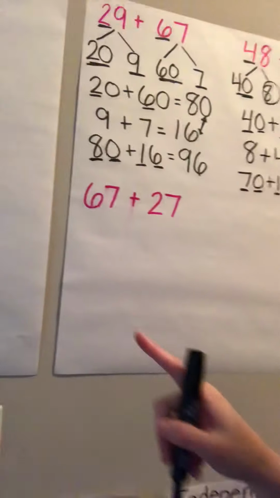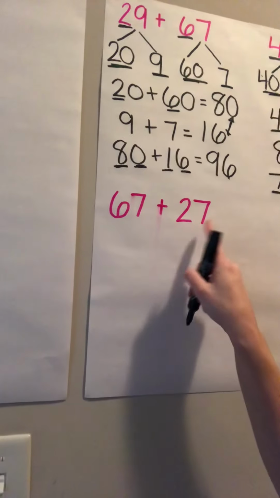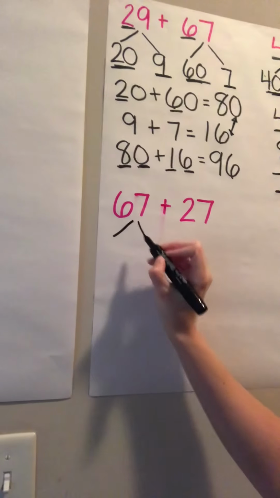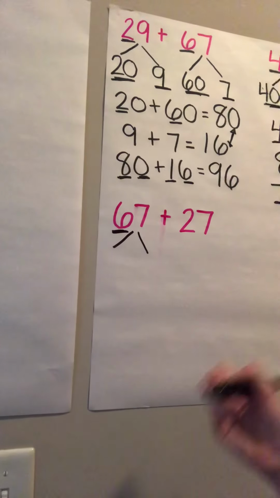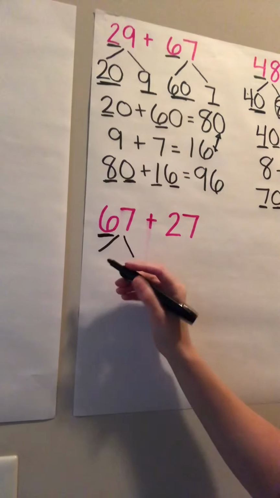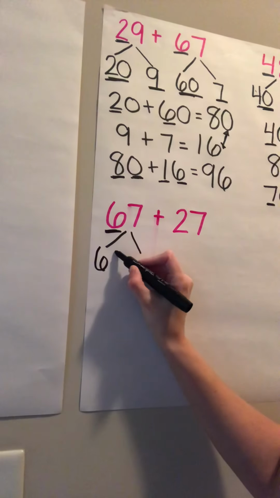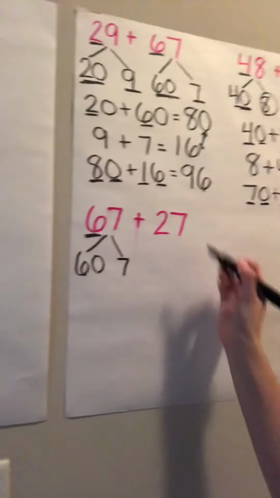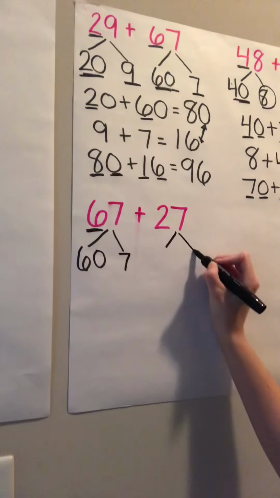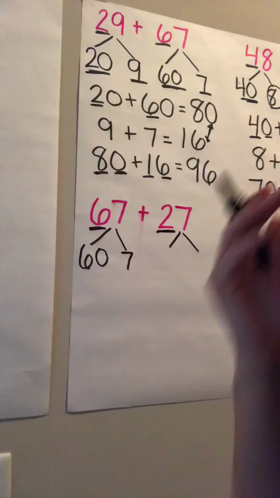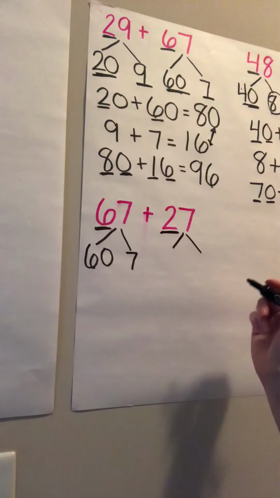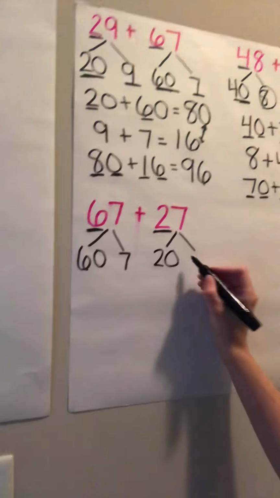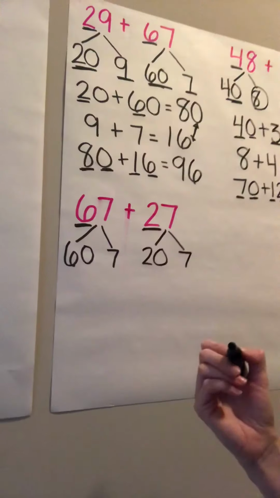All right, let's do one more together. So we have 67 plus 27. Again, our first step is to break it down into our tens and ones. So we have 6 in our tens. When we have 6 tens, we really have how much? Right, 60. And then our ones, we have what number? A 7. Now we need to come over and break up our 27. So we have a 2 in our tens. When we have 2 tens, we really have how much? Right, 20. And then what's in our ones? Right, 7 again. Now we're ready to do some adding.